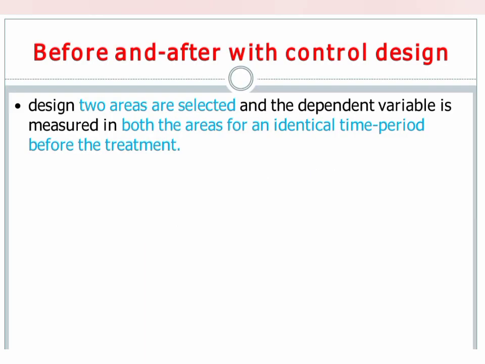So next one is before and after with the control design. In this design we are having two areas, that is the test area and the control area, and these two areas are selected and the dependent variable is measured in both the areas for an identical time period before the treatment. So here we are going to test the dependent variable in both the test area and the control area for a particular time period. So we are taking two time periods here, that is before treatment and after treatment.